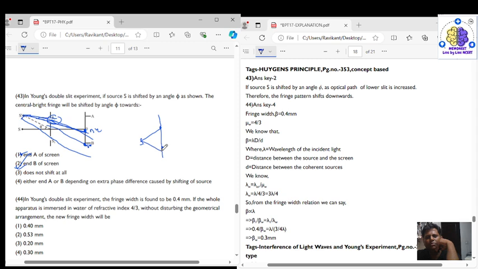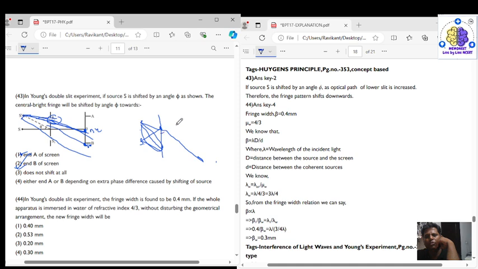Now the path was the same. Now when S has come here, this light ray is traveling more path. If I want both the waves to reach with the same path, that is, path difference delta x equals 0, this light ray also will have to follow a larger path, and this path will be larger only when it comes towards B.